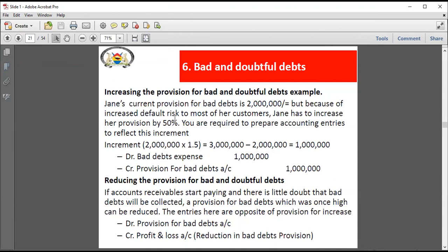So just as we have the increase, we also have cases where we can have a reduction, maybe where we think that there is now more positivity in terms of debtors responding to their debt. And we are saying that for this case, here we debit our provision for bad debts to reduce on the bad debts. Remember, we said provision for bad debts has a normal credit balance. So anytime you see a debit of provision for bad debts, you're basically reducing your provisions.